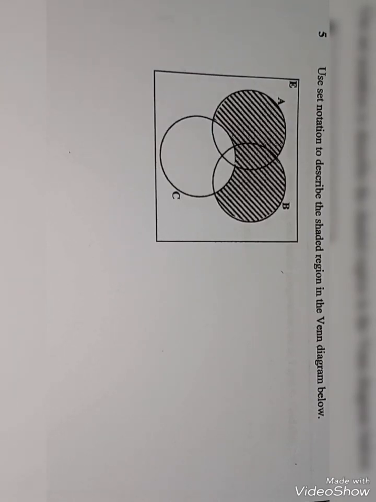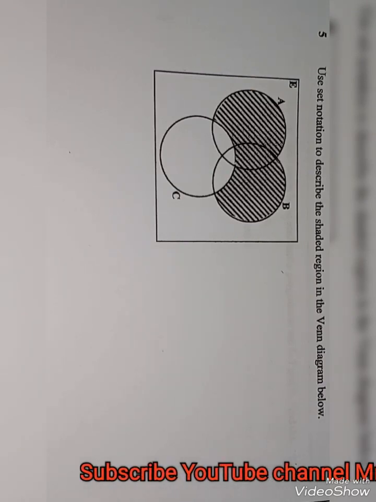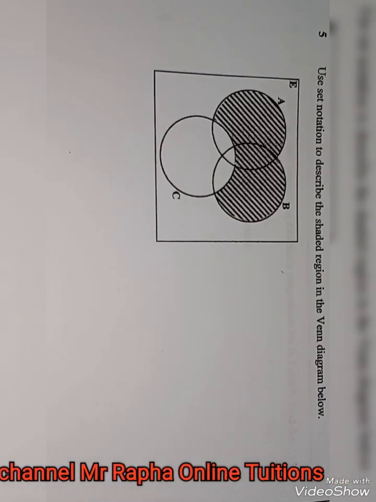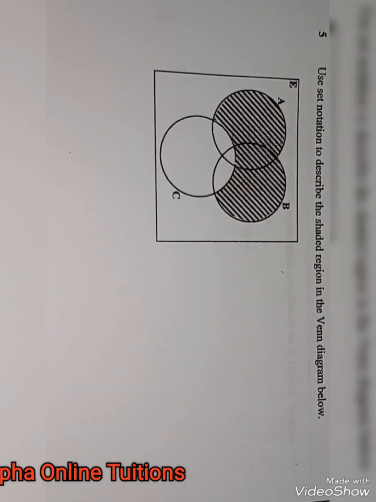Mathematics Paper 1, 2018 GCE. So we are on question 5. Use set notation to describe the shaded region in the Venn diagram below.